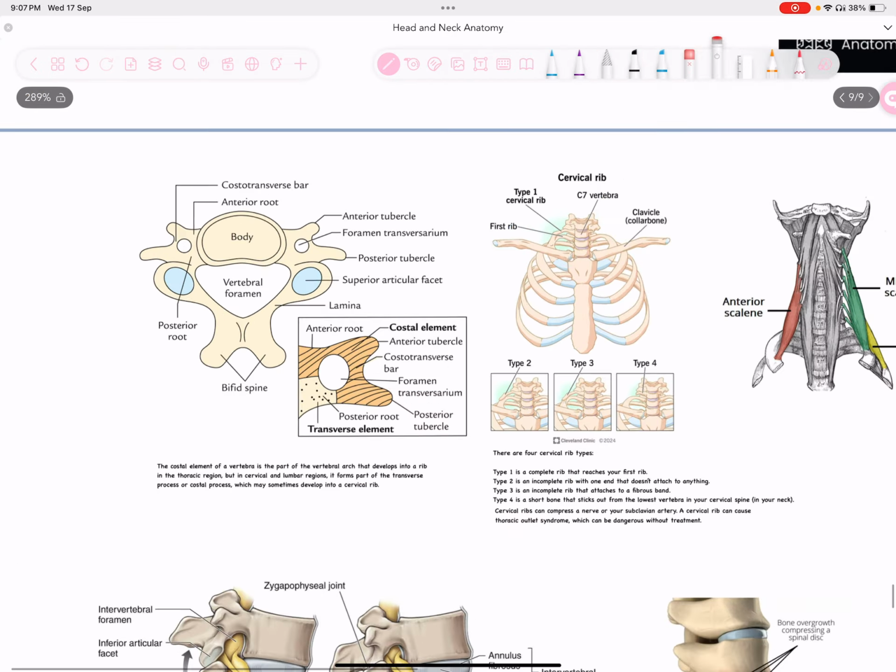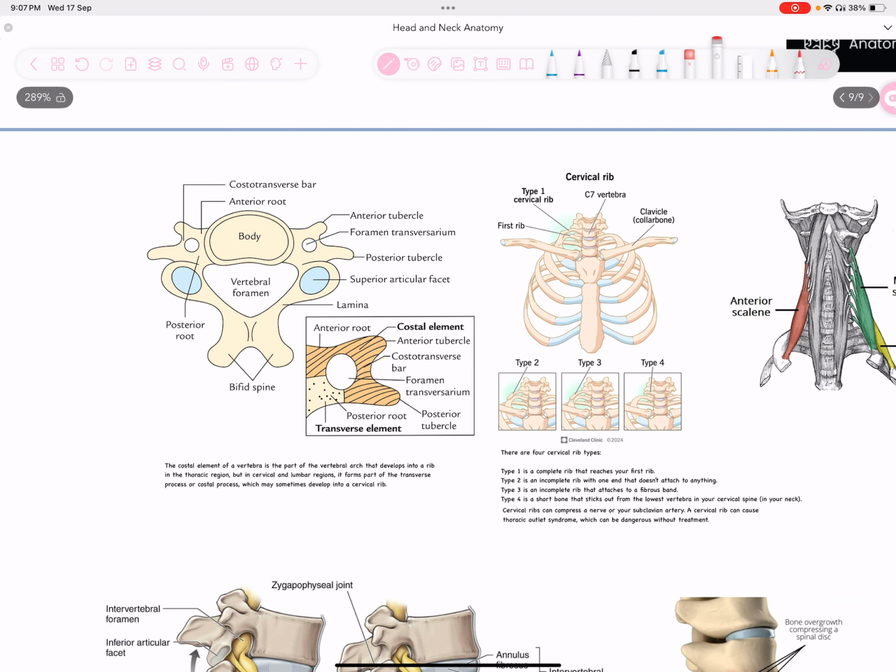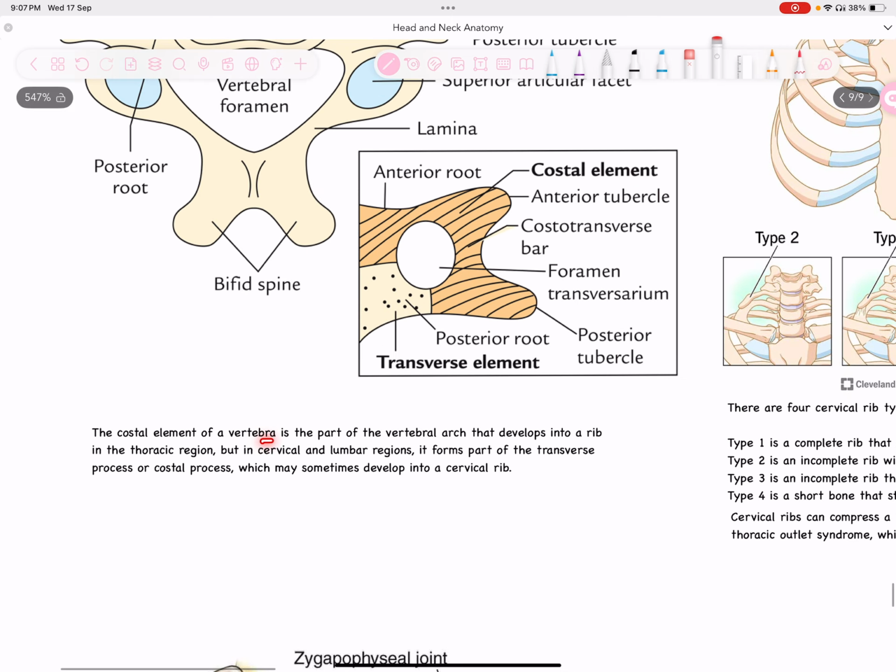So let me read the lines of the book, which said that the costal element of the seventh cervical vertebra may get enlarged to form a cervical rib. What's a costal element? The costal element of a vertebra is the part of the vertebral arch that develops into a rib in the thoracic region. So in the thoracic region, we have this costal element, and that rightfully develops into the ribs. But in the cervical and lumbar region, it forms part of a transverse process or costal process, which may sometimes develop into a cervical rib.